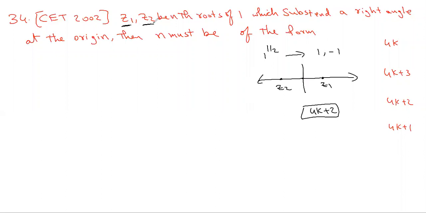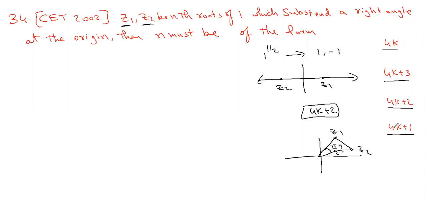What is the meaning of Z1, Z2 subtends a right angle? Suppose this is Z1 and this is Z2. The line joining Z1, Z2 will subtend an angle at the origin. That angle should be pi by 2. That's what the question asks. So for that, what must be the restriction for n? The n should be in the form of 4k, or 4k plus 3, 4k plus 2, 4k plus 1.